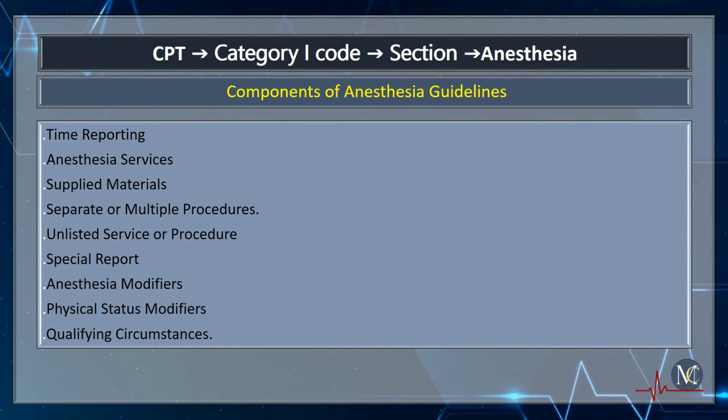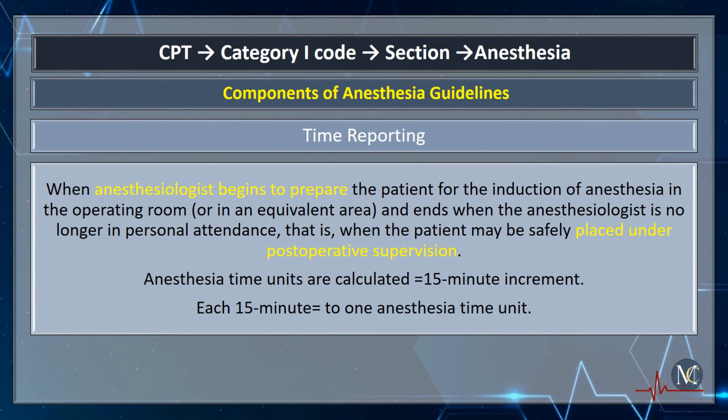Components of anesthesia guidelines. Anesthesia guidelines include time reporting, anesthesia services, supplied materials, separate or multiple procedures, unlisted service or procedure, special report, anesthesia modifiers, physical status modifier, and qualifying circumstances. Let's discuss these components one by one in detail. Let's first discuss time reporting.